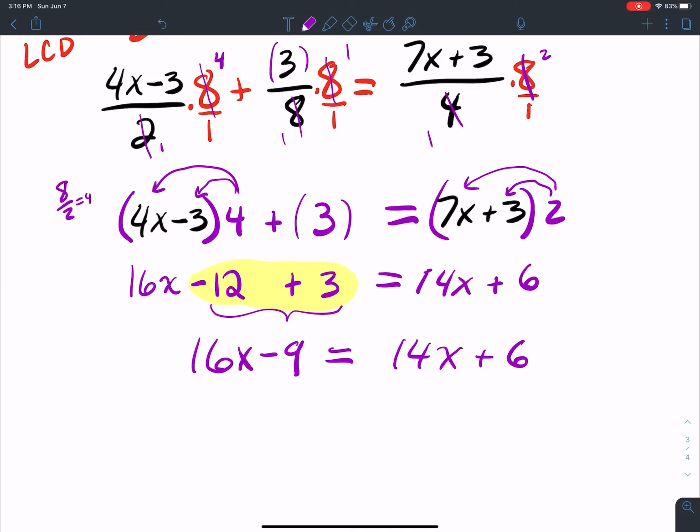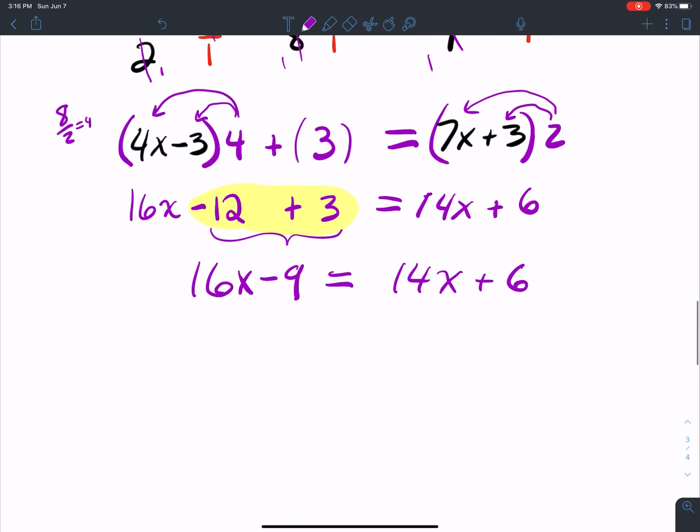Okay, now what am I going to do? Well, I need to get my x's on one side of the equation, and the numbers, the constants on the other side. All right, so you've got a couple options here. You can either move the 16x or you can move the 14x. To me, it does not matter. Sometimes students like to avoid negative numbers, so they always move the smaller one. If that's what you want to do, great, move the smaller one. But either way is going to get you the same answer.